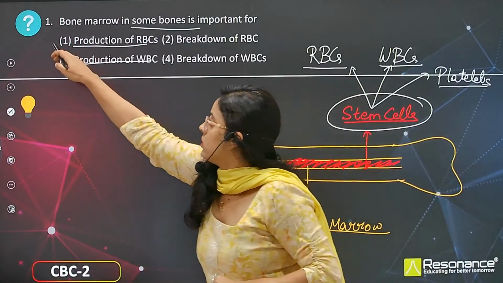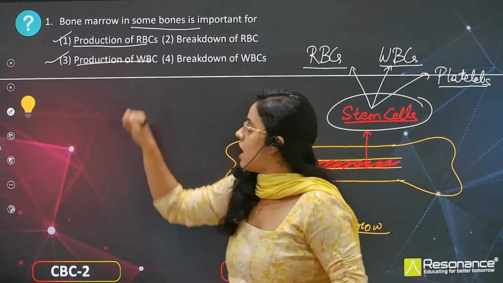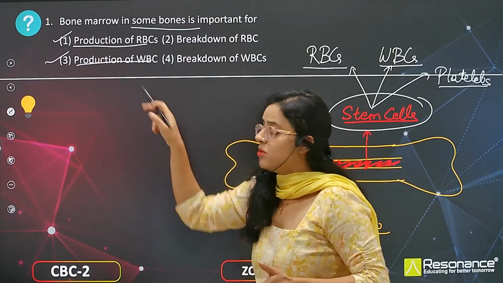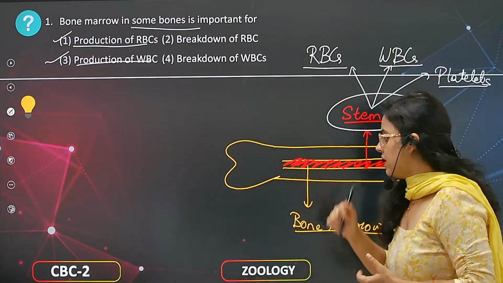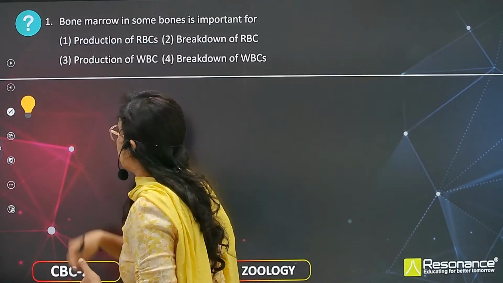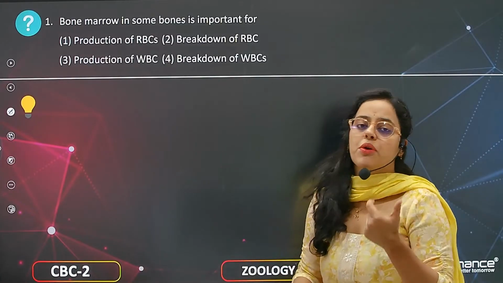Okay, both are the answers, but in your worksheet the answer is only production of RBC. That is not true. Not only production of RBC, production of WBCs also takes place to a certain extent in bone marrow. So this is what happens. Bone marrow in some bone is important for production of RBCs.